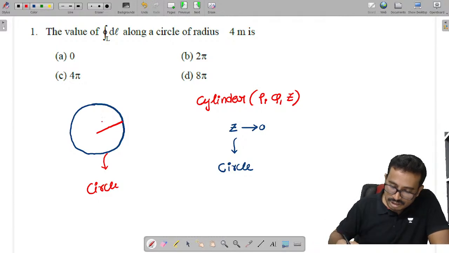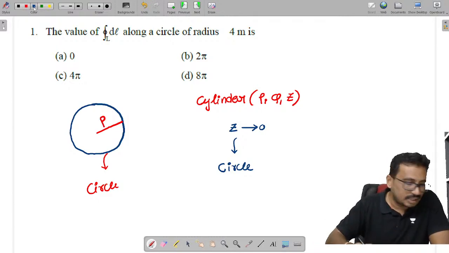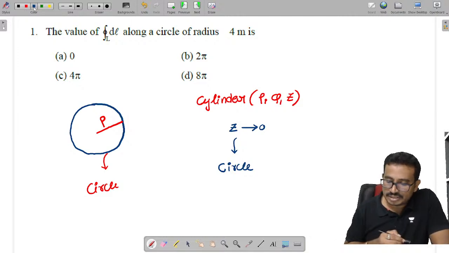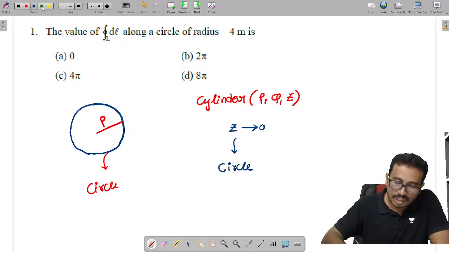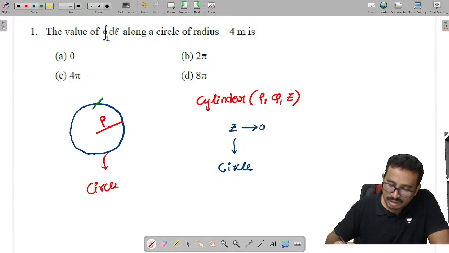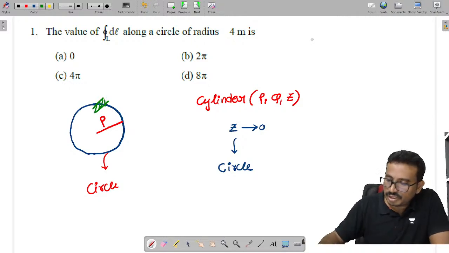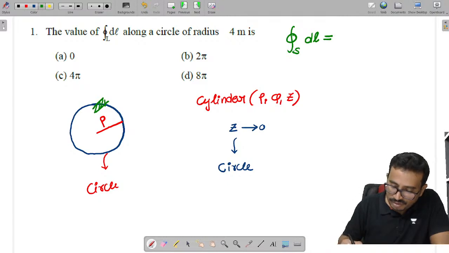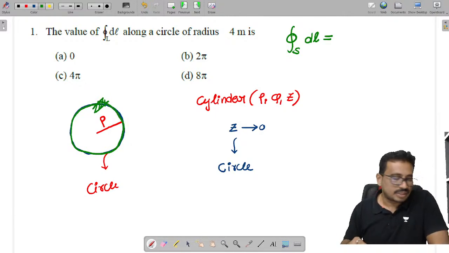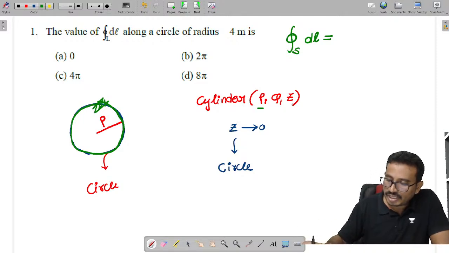Now I am calling this radius rho. I want to find the integration of this vector. For that purpose, I am taking a small strip here. We need to find the closed line integration of dl. Now if I move along the circle, what are the variable parameters? We have rho, phi, z. What is the z value? Z here is 0.